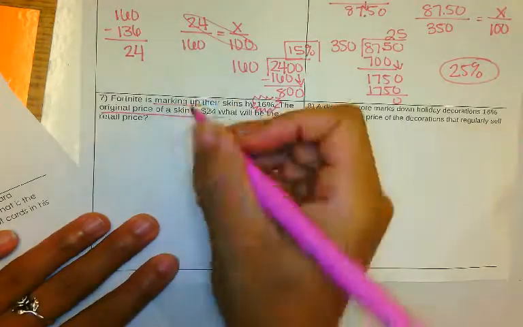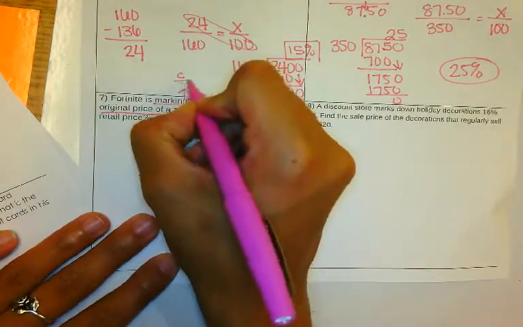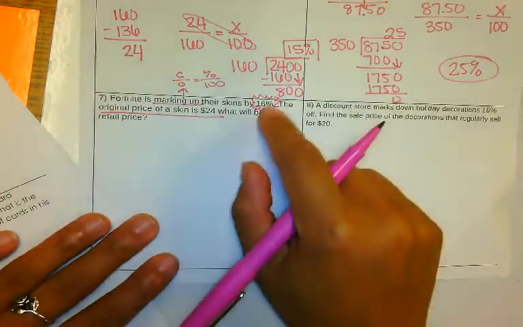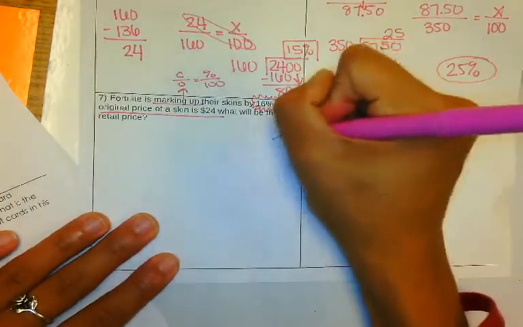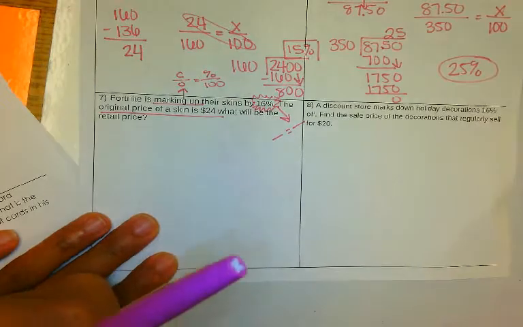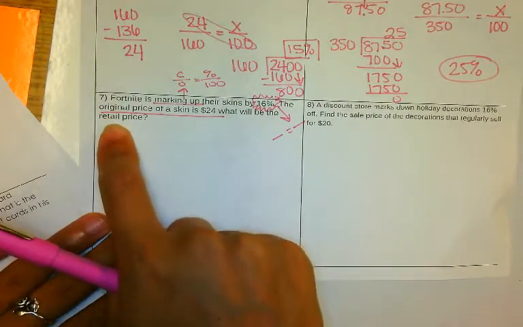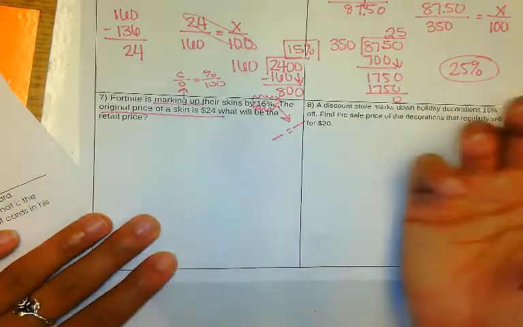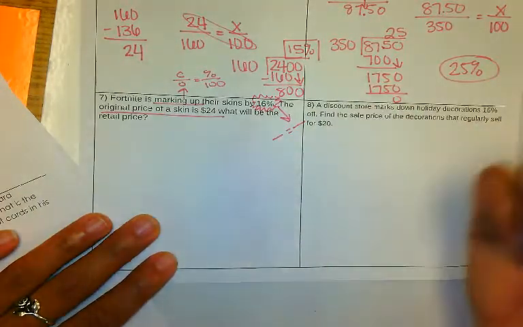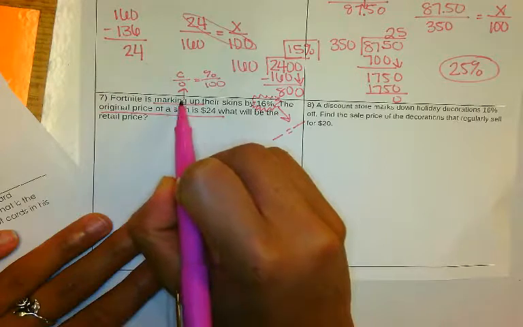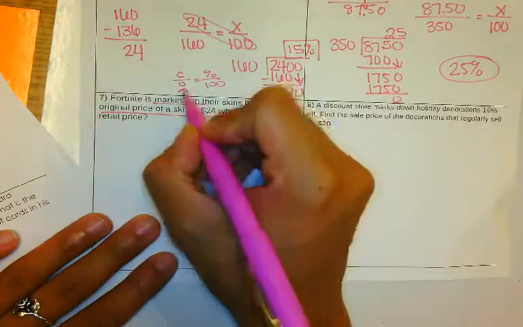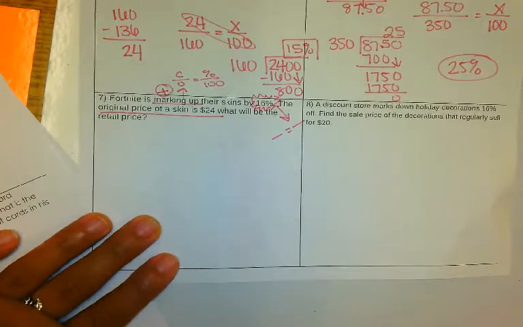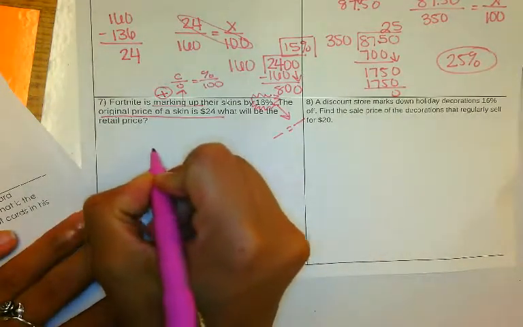Well, marking up tells me that I'm doing my change over original equals percent over 100. Okay, I have a percent, so I know that I'm going to do a proportion. They give me the original, and I'm looking for their retail. Now, the definition of retail is kind of like the new price, like after you either mark it up or mark it down. So I'm marking up my price. That means to find my new price, we are going to add. Okay, so let's set up this proportion.